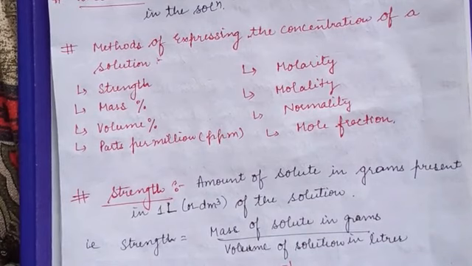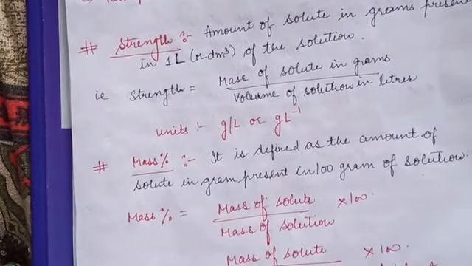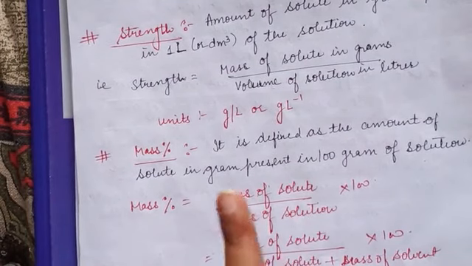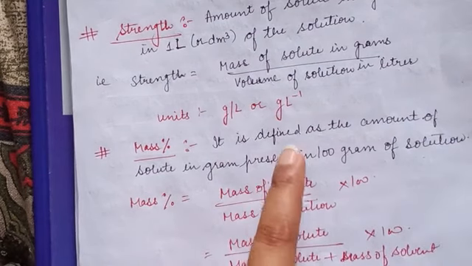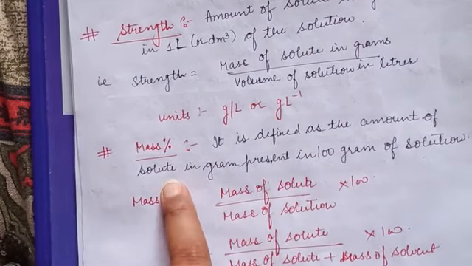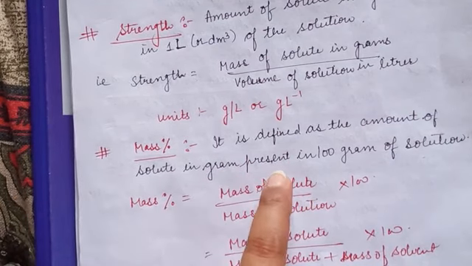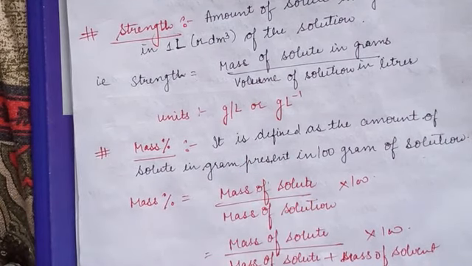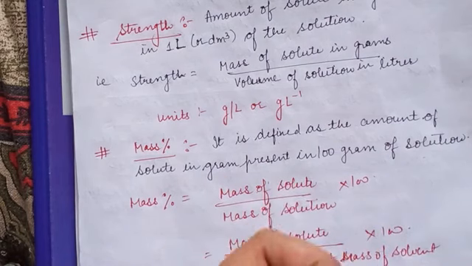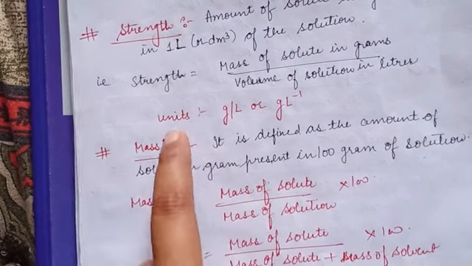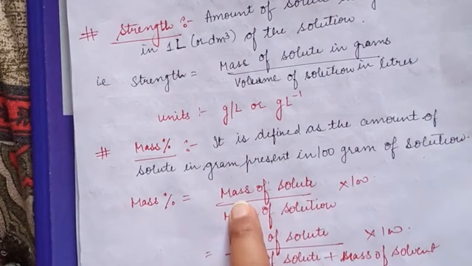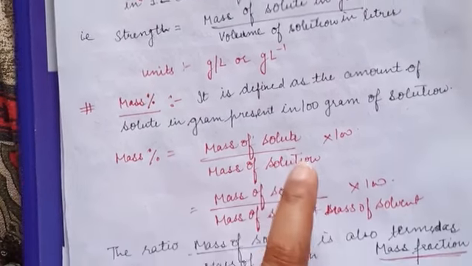Now the next method of expressing the concentration is mass percent. Now what is mass percent? It is defined as the amount of solute in grams present in 100 grams of solution. That is mass percent: mass of solute divided by mass of solution, and as we are calculating percentage, multiply it with 100. Mass of solute divided by mass of the solution into 100.